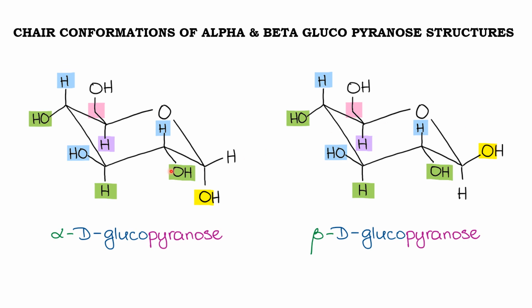So the difference between alpha and beta D glucopyranose in chair conformation is that in alpha D glucopyranose, the OH group is in the axial position for the anomeric carbon atom, while for beta D glucopyranose, the OH group is in the equatorial position. For the remaining carbon atoms, there is no configuration change. All configurations are same. Only configuration change is at this anomeric carbon atom. Take down.